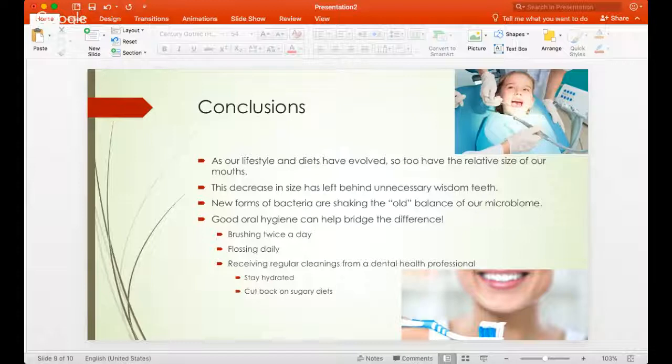So some of the things overall to help balance out this fight between the good and bad bacteria are to brush twice a day, to floss daily, and to also receive cleanings from your local dentist. But two other things that I found in research that I thought were kind of interesting were that you can cut back on sugary diets, because sugar does help aid those bad bacteria to flourish. And then also to stay hydrated, because a dry mouth can actually provide a hospitable atmosphere for that bad bacteria.